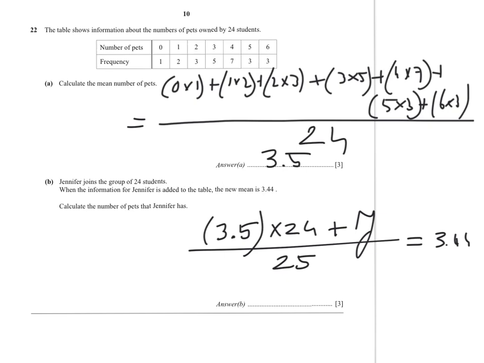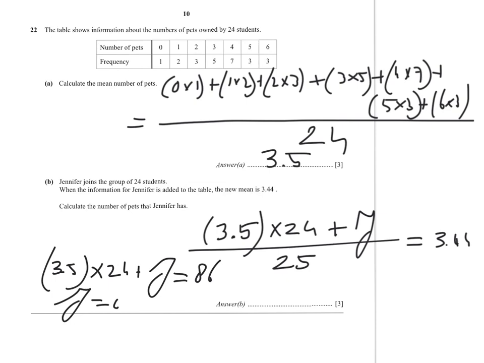No, okay, I will write it down. So I've got 3.5 times 24 plus j equals 86. And then j is going to be 86 minus 3.5 times 24. So minus 3.5 times 24.